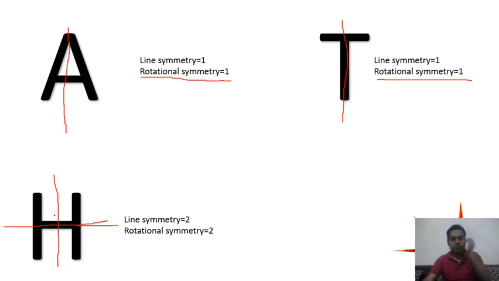After 180 degrees of rotation, this shape will be the same as the original shape. That's why its rotational symmetry is 2 and rotational angle is 180 degrees.